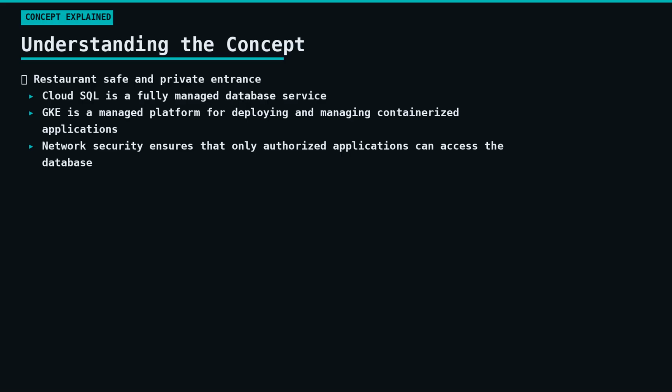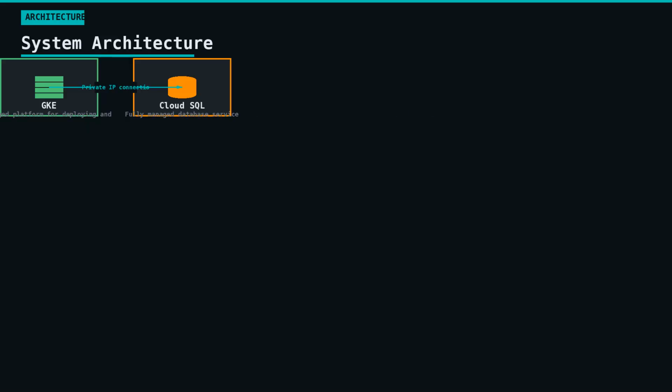We'll use a concept called a private IP to connect to Cloud SQL from GKE. A private IP is like a private entrance to the restaurant that only authorized people can use. Let's take a look at the architecture diagram.